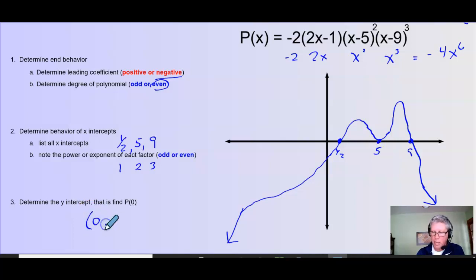So that's going to happen at 0. If we plug in 0, we get negative 2 times negative 1 times negative 5 squared times negative 9 cubed. Should have thought about this. So big number. Is it positive or negative? Let's make sure we get a negative out of this. We're going to get a positive out of this, a negative and a negative. That's going to be a positive. It's going to be negative. So perfect.